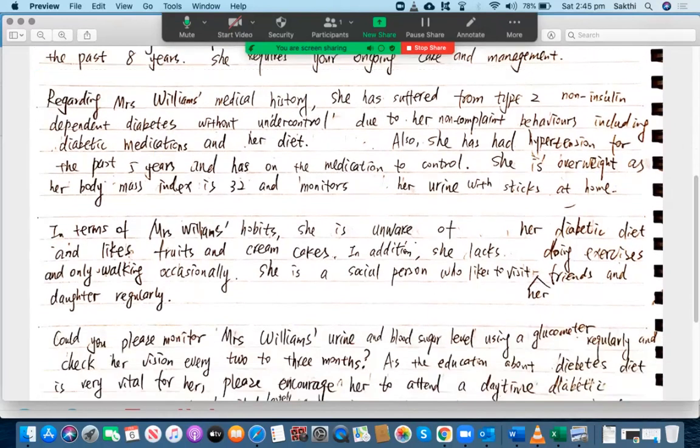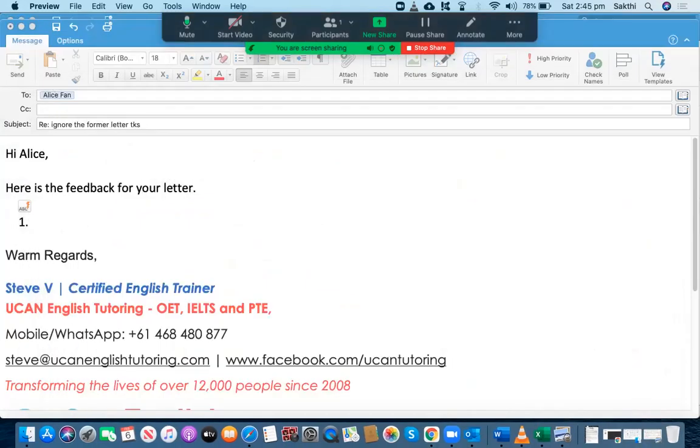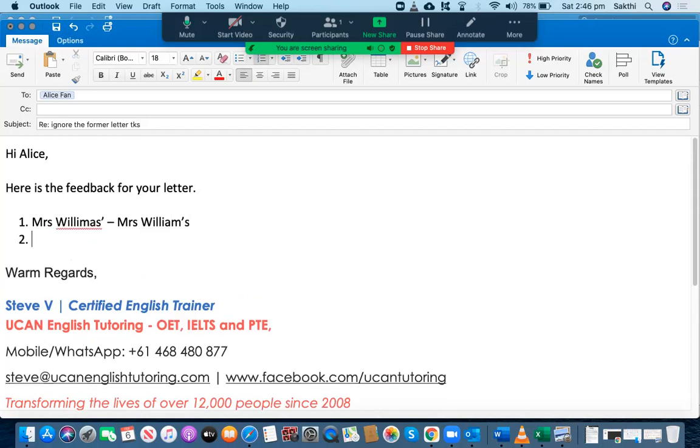Regarding Mrs. Williams' medical background, this apostrophe should have come between M and S. So the current one is "Mrs. Williams" and then medical history, but this is wrong. She should have written "Mrs. William's" with an apostrophe, and then yes, this is the correct one. All right, let's go to the next one.